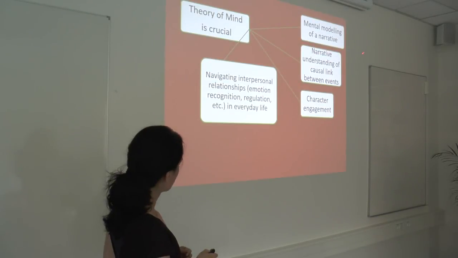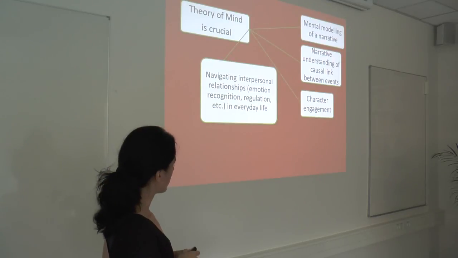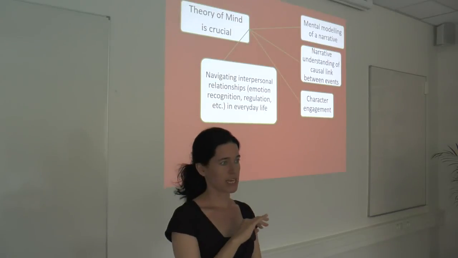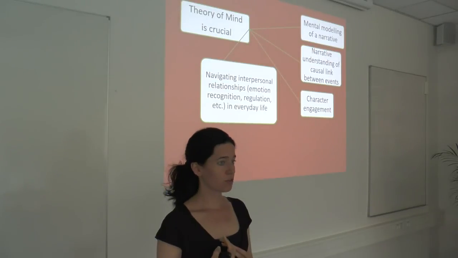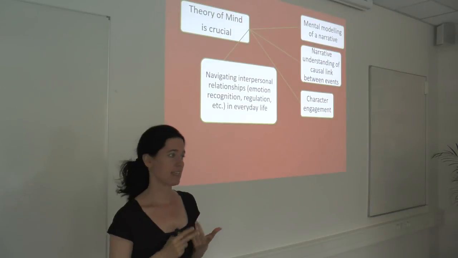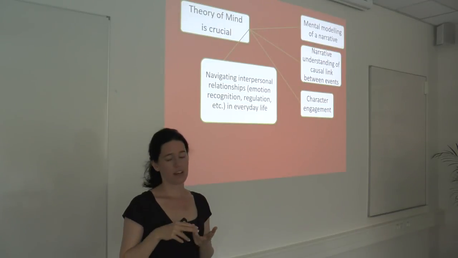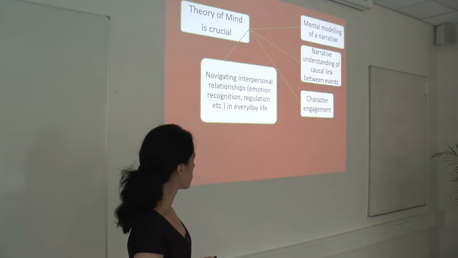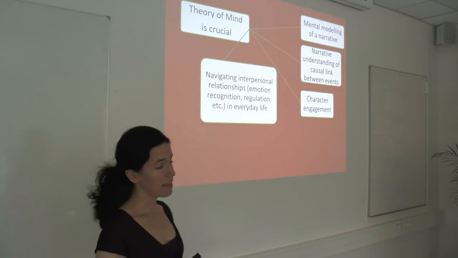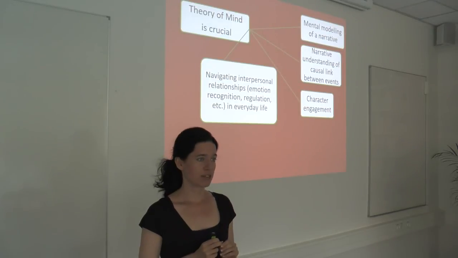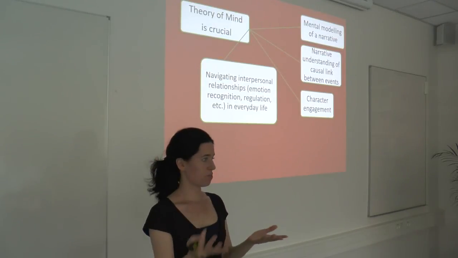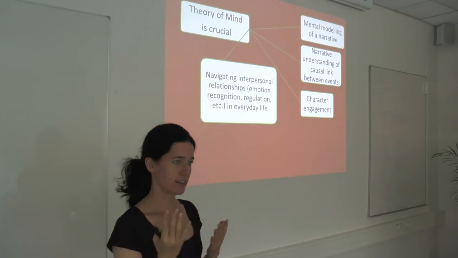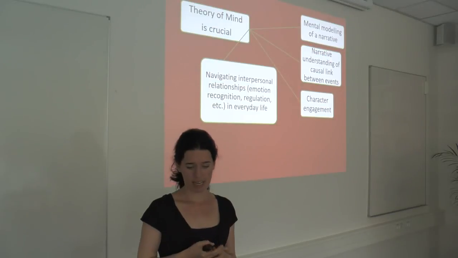And in fiction, or when we process a narrative, theory of mind is crucial in building a mental model of the whole narrative. We need to understand the intentions of the character, the feelings, motivations of the character, and through this, theory of mind has an important role in narrative understanding. We need to understand why the character behaves in a certain way, and understanding the mental state underlying that behavior will help us in that.